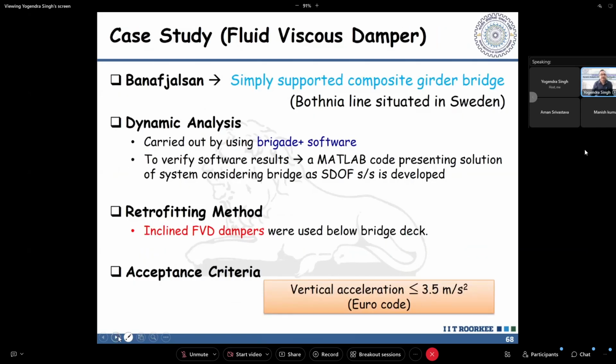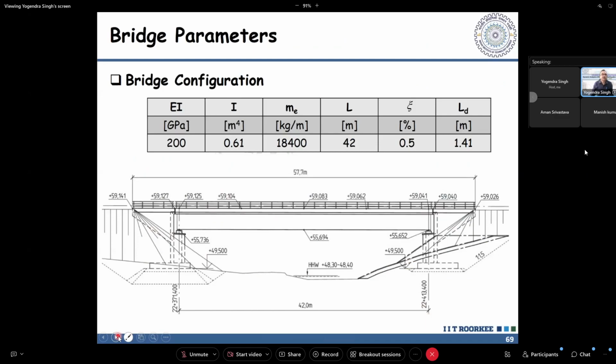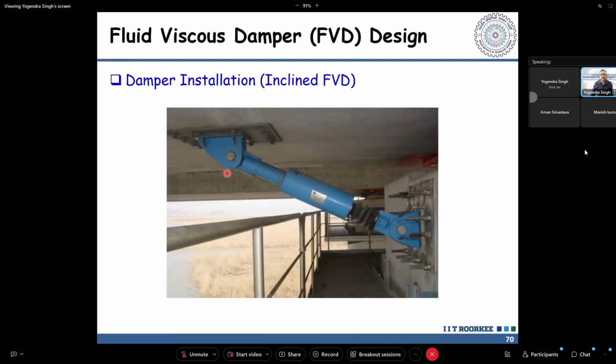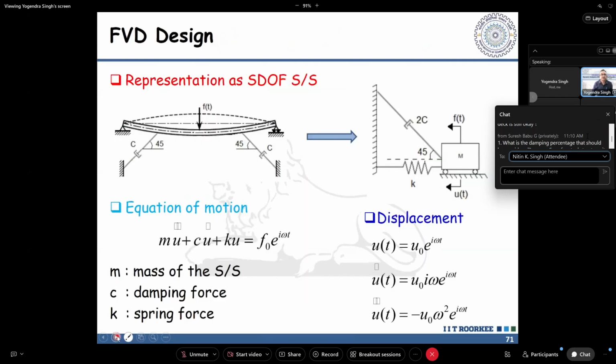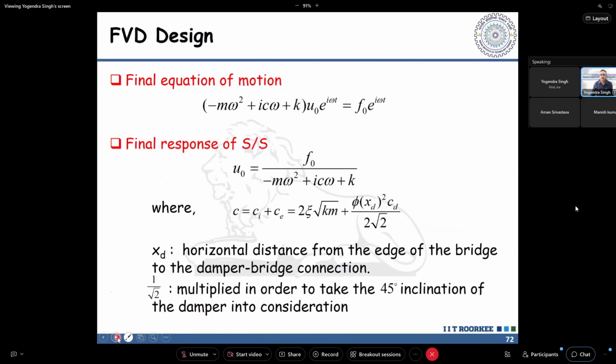Then we can have the viscous fluid dampers also. So there is a case study on the viscous fluid dampers also, where the dampers can be connected like this, and these will take care of the vibrations which are occurring in the bridge. These will damp out. So this analysis procedure I am skipping because I want to stop here so that we have some time for the questions.